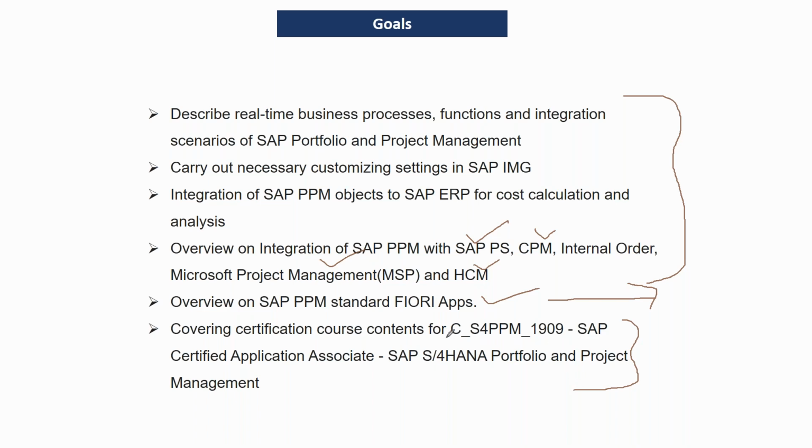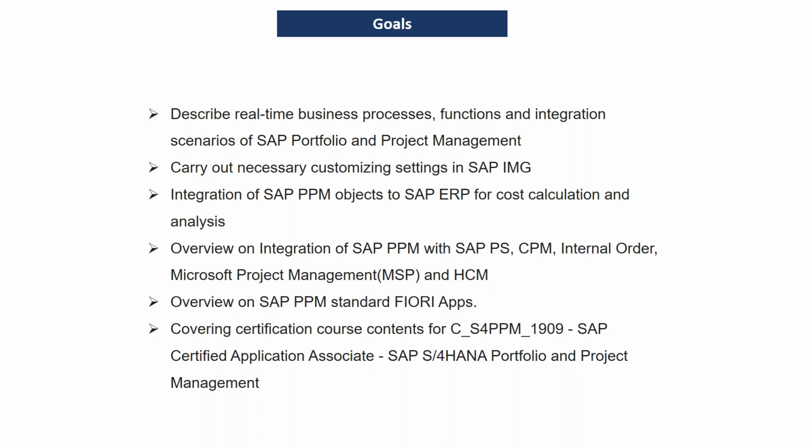So this is the course code: C_S4PPM_1909, SAP Certified Application Associate. We are covering all the course contents here. In India, you can go directly for the exam. There is no need to take any certificate from your organization or any real-time experience like it was earlier. Now it's open directly. You can go for the certification exam just after this training.